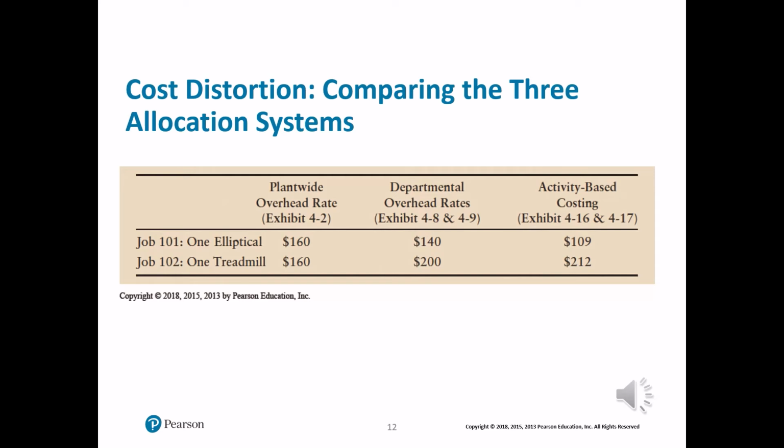Here's an example that we had for our company that was making ellipticals and treadmills. When we use just the plant-wide overhead rate, we showed that both the elliptical and the treadmill were costed out exactly the same, which makes sense because we just looked at the total costs and divided them by the total units. When we looked at departmental overhead rates, the costs got more specific and closer to actual, but it wasn't until we did activity-based costing that we had the most accurate costing. That was because we looked at how much time each unit, either the elliptical or the treadmill, spent in different activities based on how much those activities were costing the company.